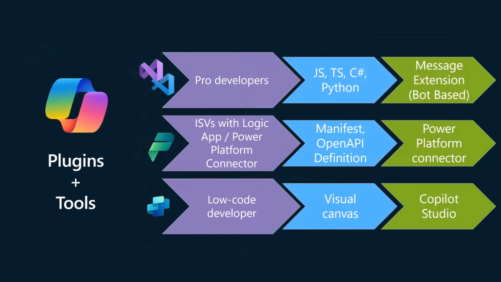There's three ways to build a plugin. And really the most mature one right now is to build a message extension bot-based plugin. And that's what I'll show now. ISVs who are in the Power Platform Connector program can also create Power Platform connectors that can be used as plugins, and low-code developers can build them with a tool called Copilot Studio. But we're going to talk about the JavaScript and TypeScript story today.